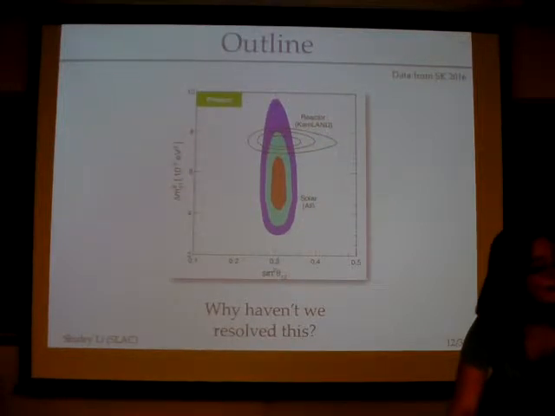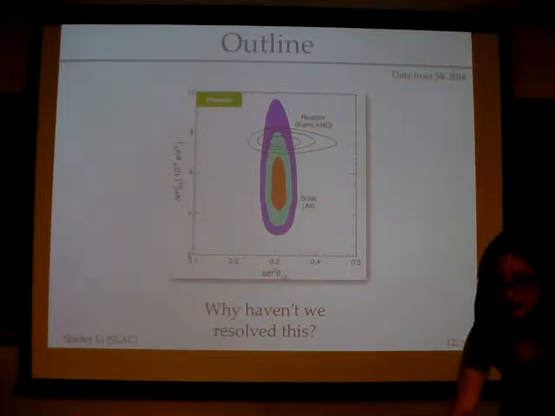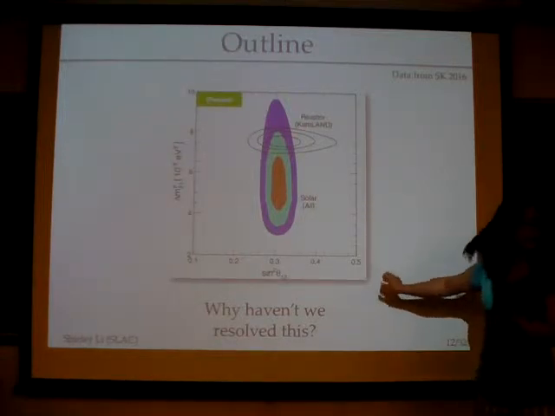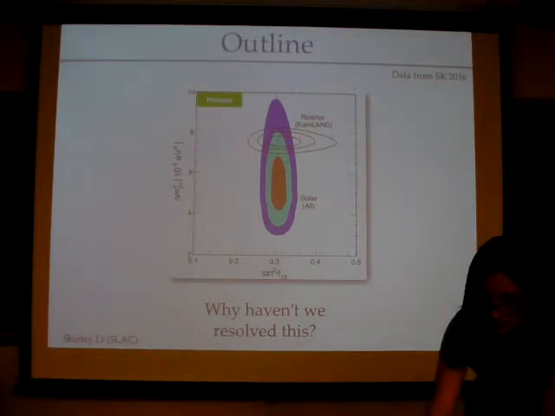So which way does the tension go? You would need a bigger matter effect or a smaller matter effect to make the solar agree? Good question. Now we're measuring too much matter effect. Right, and I'll talk about that later. Basically, it essentially comes from Super K, which is measuring too much day-night difference compared to the expectation.